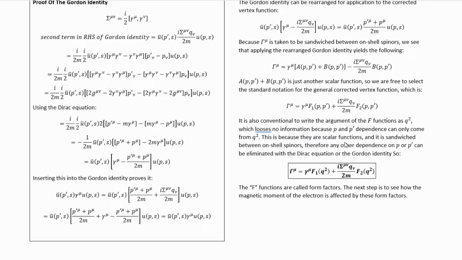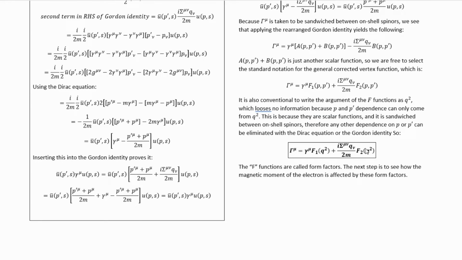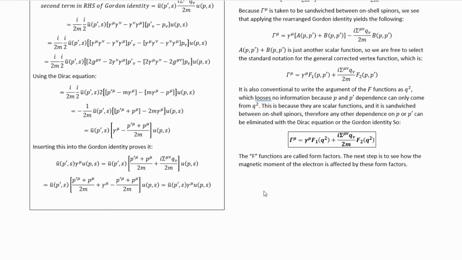Now the reason is the following. f1 and f2 are scalar functions, and they are sandwiched between on-shell spinors. Therefore, any other dependence on p and p prime beyond q squared can be eliminated via the Dirac equation or the Gordon identity. So we're free to actually write it like this. The f functions, as I think I've already said, are called form factors, and the next step is to see how the magnetic moment of the electron is affected by these form factors, which is the subject of the next section.